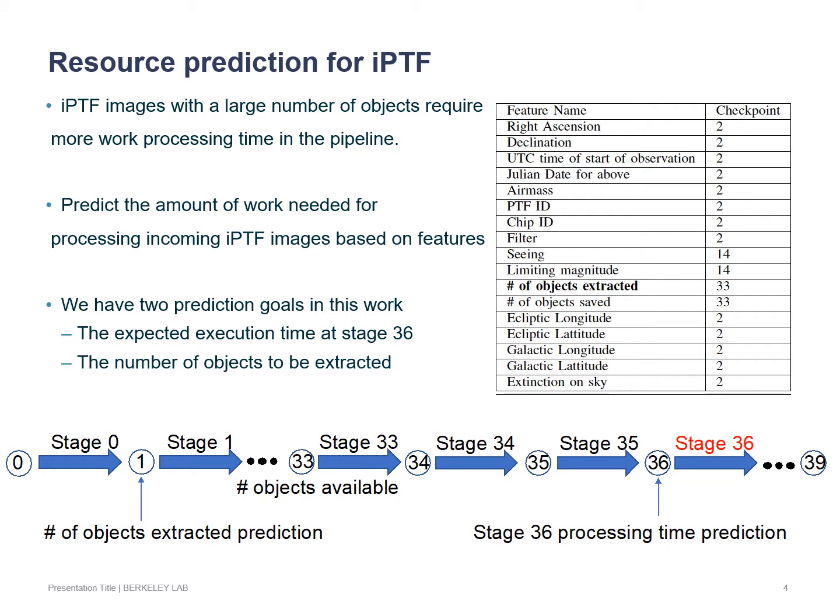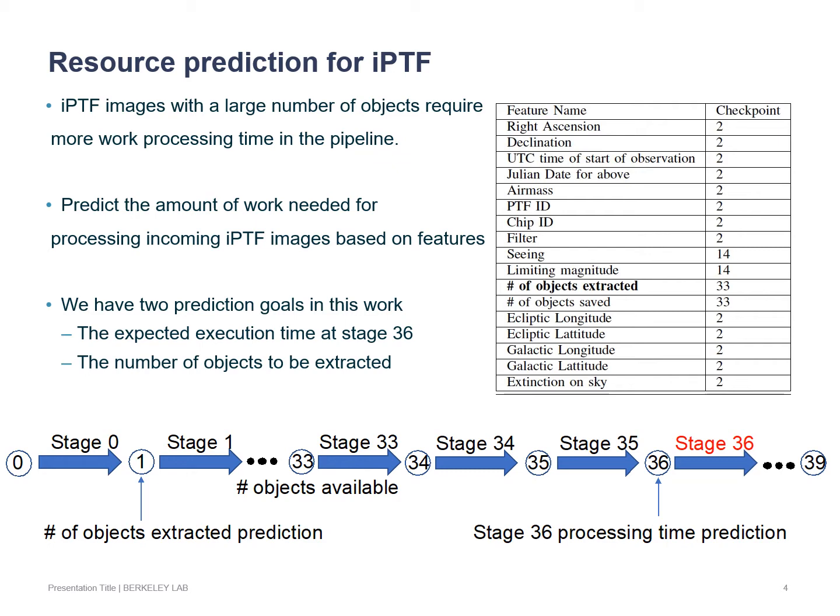For processing time, stage 36 is a database-intensive operation for associating candidates within local galaxies. This stage consumes most of the processing time, so we target the prediction on stage 36 execution time. There are a few features available at different checkpoints, as shown in the table at the right-hand side. These features are the analysis outcomes of an image at different checkpoints. We can use these features for building our prediction models.